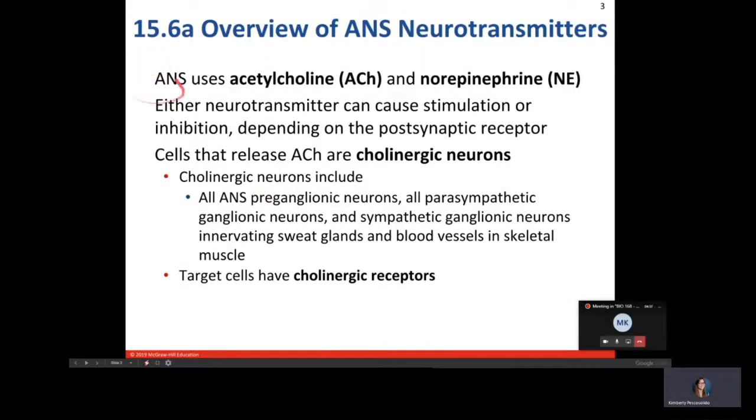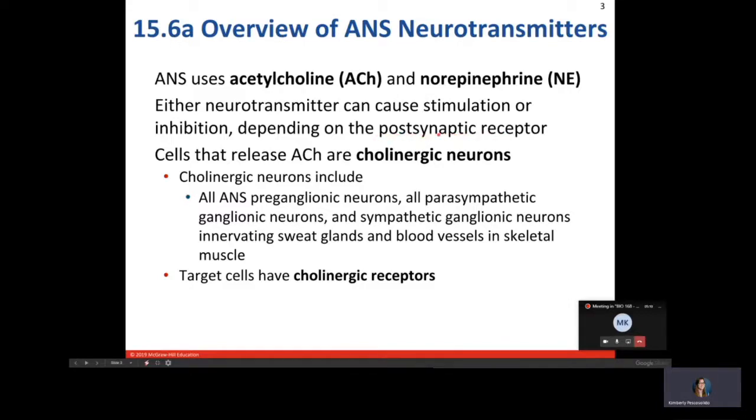So the autonomic nervous system, as we said, uses acetylcholine, ACh, and norepinephrine, or NE. Another name for norepinephrine, as I said, is noradrenaline. You can think of adrenaline, which can also come from the adrenal glands. Those are both catecholamines, the norepinephrine and epinephrine, and another name for epinephrine is adrenaline. Either neurotransmitter can cause stimulation or inhibition, depending on the receptor that's in that postsynaptic cell.